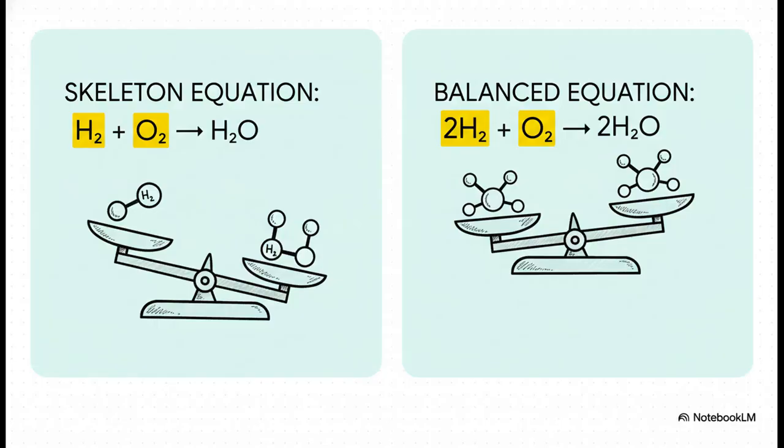So how do we fix this? We have to balance the equation. We do this by adding these big numbers out in front of the formulas. They're called coefficients. So by putting a 2 in front of the H2 and a 2 in front of the H2O, we're not changing the chemicals, we're just changing the amounts in our recipe. Now let's count again. On the left, 4 hydrogens, 2 oxygens. And on the right, 4 hydrogens and 2 oxygens. Perfect. The equation is now balanced.